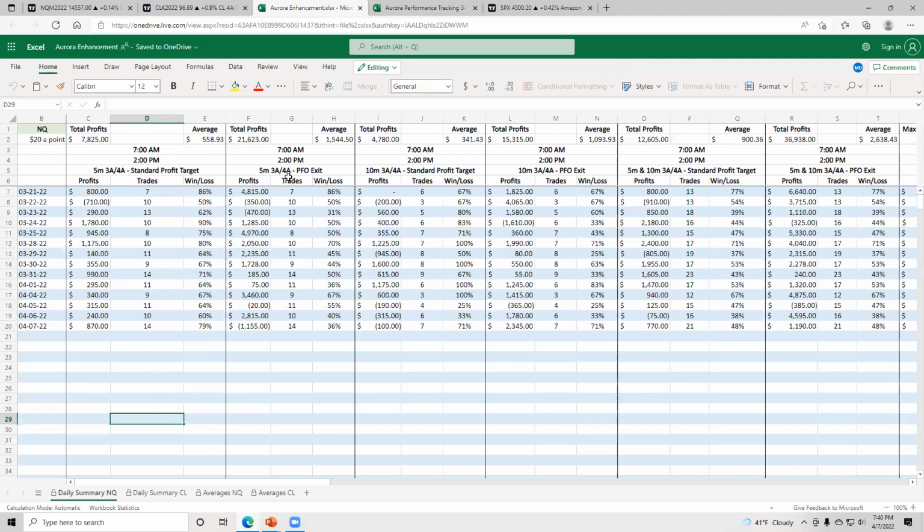This category is taking those same trades and holding for the PFO exit, trading the 5-minute chart and holding for the PFO exit. That would give us an average of $1,500 a day, and we're seeing a lot of that. That's, again, conservative, I think, because PFO exits sometimes will give back some portion of the profits that you've accumulated, especially if it comes on mid-bar.